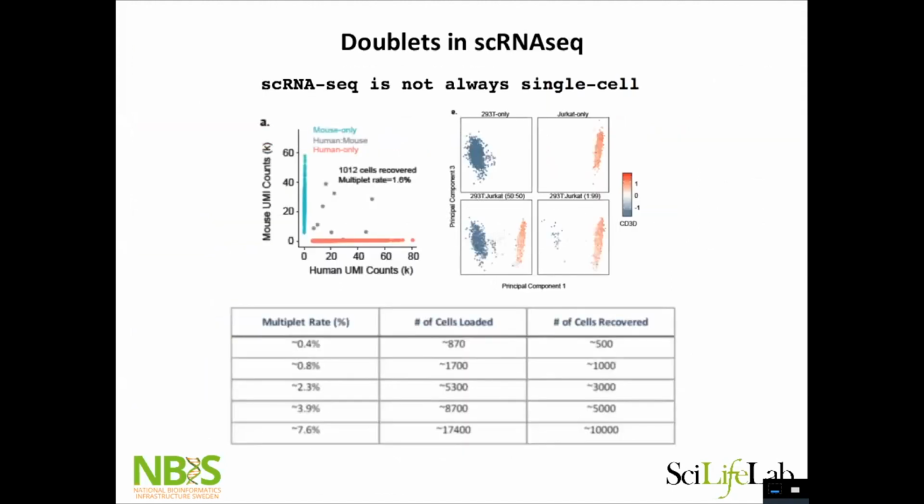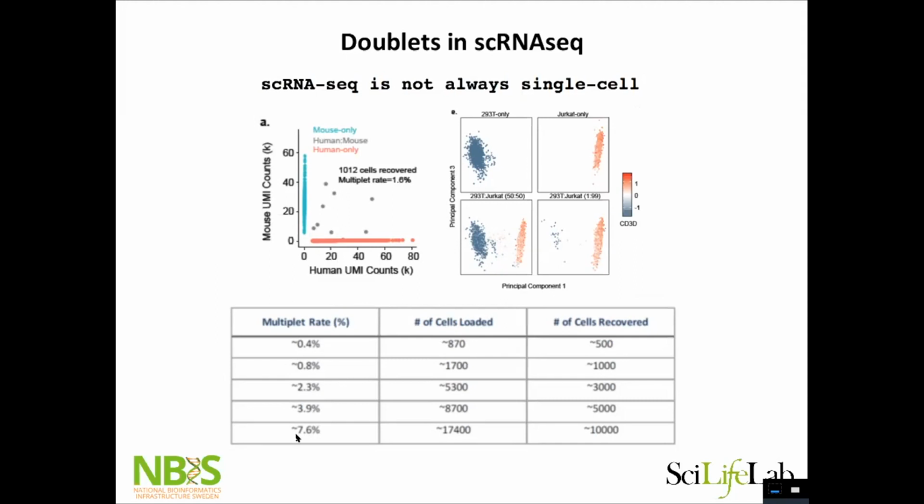So I think you're all aware of doublets, right? In 10x, there have been some experiments mixing different species and also with cell hashing. So you always get the human cells and the mouse cells, and then we have some cells that have reads from both species, or a mixing of different cell types, where you do have some cells in the middle.